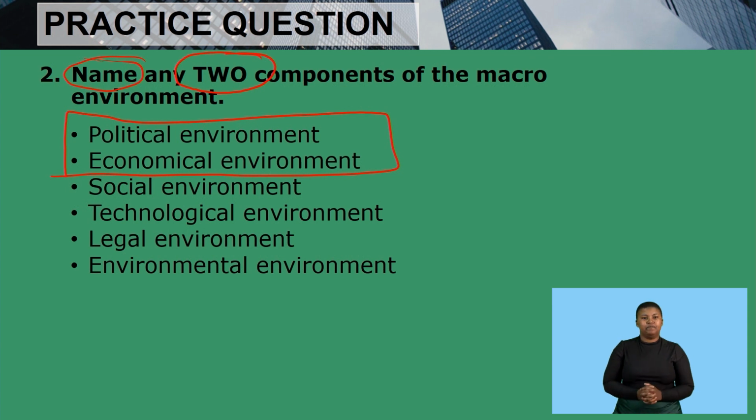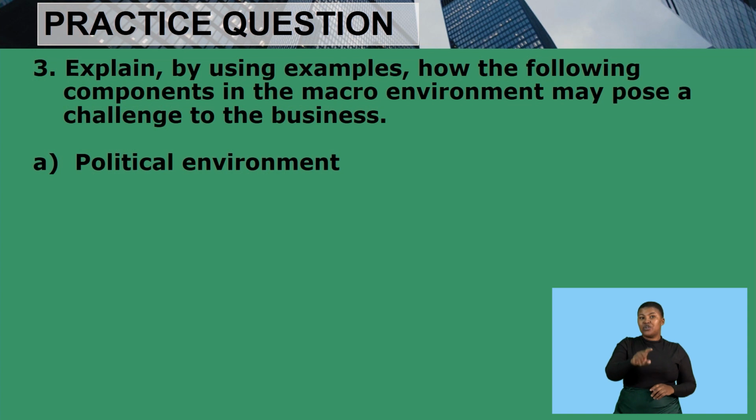I only put all the options there for you guys so you can see that it doesn't necessarily have to be the first two, political, economic. It can be any two components of the macro environment. All right, so that is our second question where we named, meaning shortly listed, two components of our macro environment. Question 3 then. Explain by using examples.